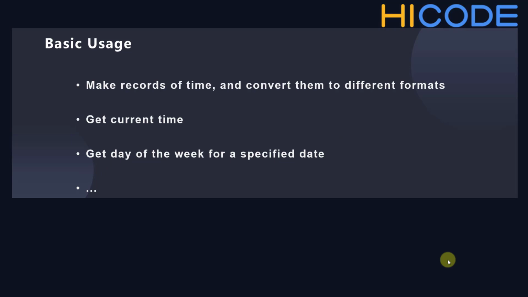We use time variable widgets to make records of time, and you can convert them to different formats depending on how you want to use them. And we can use time variable widgets to get current time, and we use them to get the day of the week for a specified date. There are also other ways to use a time variable widget, and still it is easier to understand inside the HiCode editor.